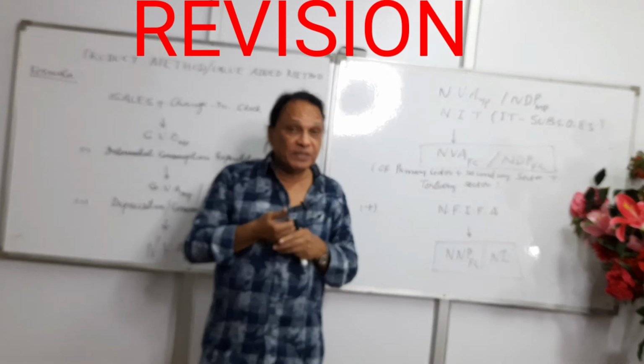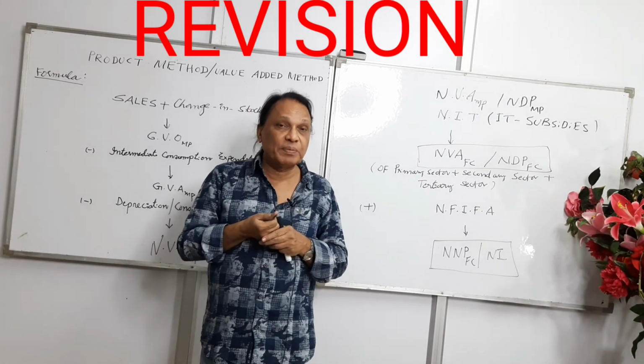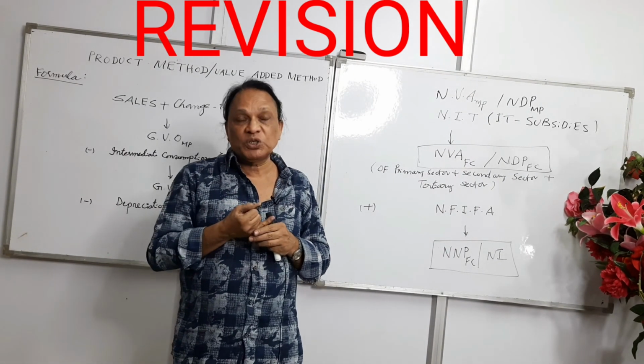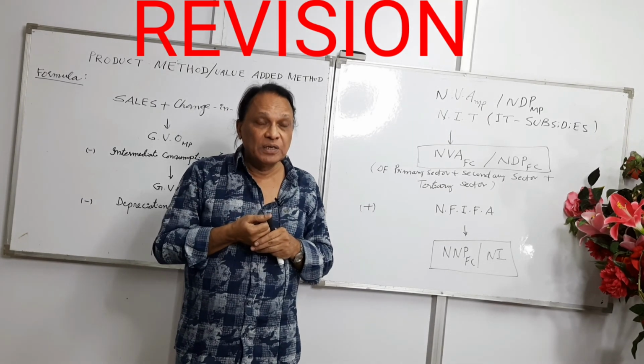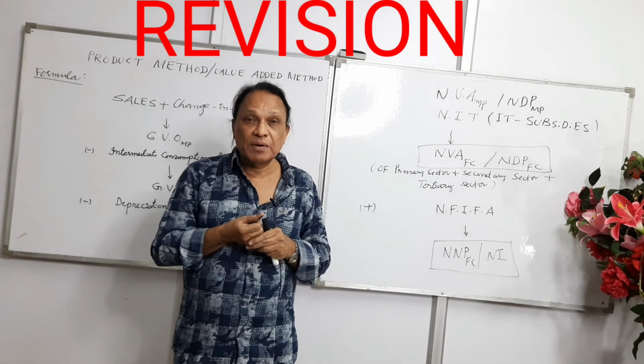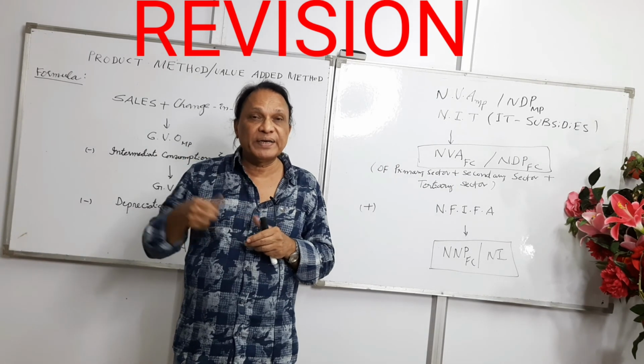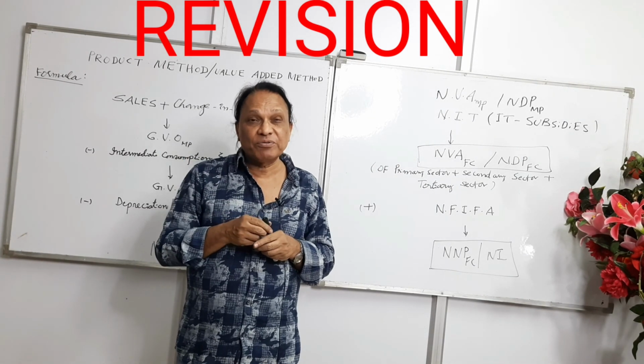So the entire product method is over. In this method, you have to remember the steps involved to measure national income by product method, then the precautions to calculate national income by product method, and the last one is the formula. That's all we have time for today.